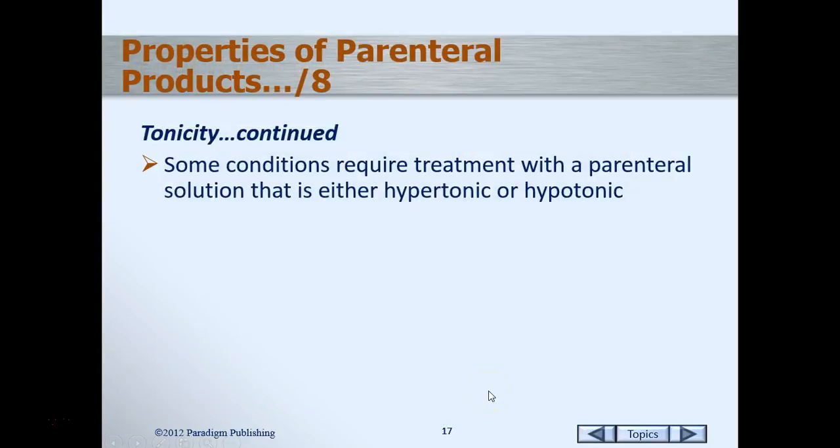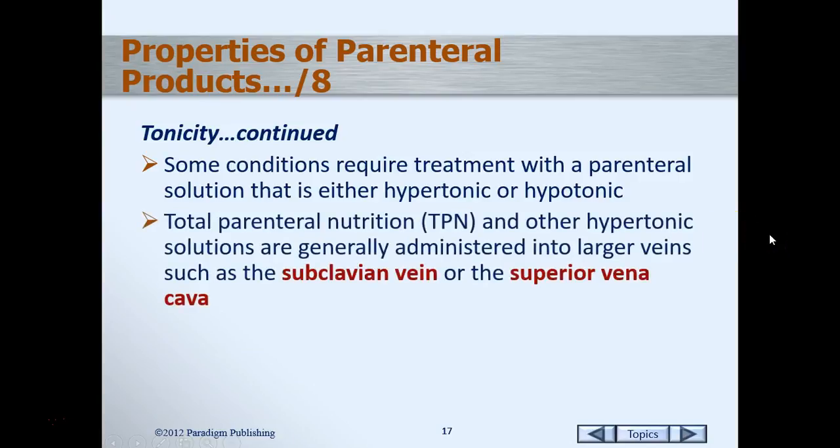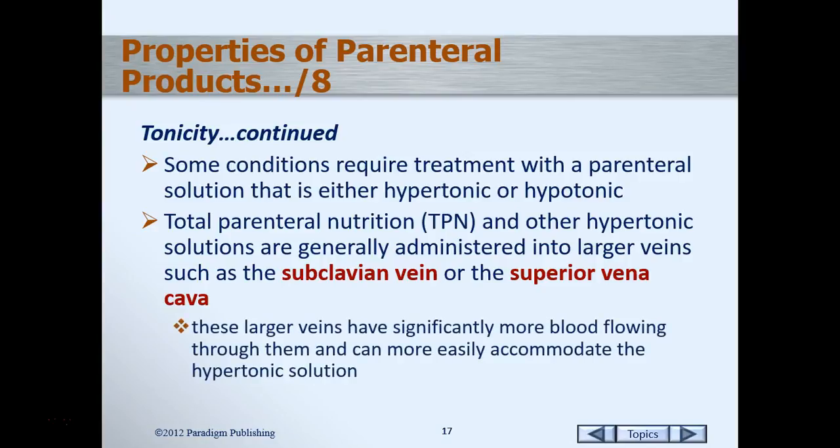So for some conditions that require treatment with parenteral solution that is either hypertonic or hypotonic, we need to be aware. Total parenteral nutrition, or TPNs, and other hypertonic solutions are generally administered into a large vein, such as the subclavian vein or the superior vena cava. These larger veins have a lot more blood flow, so they're better able to accommodate the hypertonic solution and dilute it just a little bit quicker.